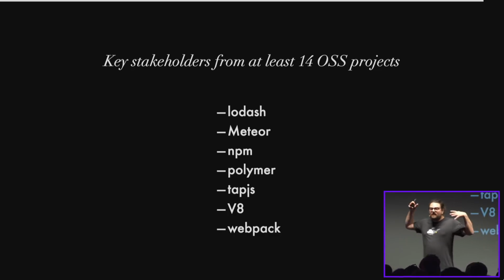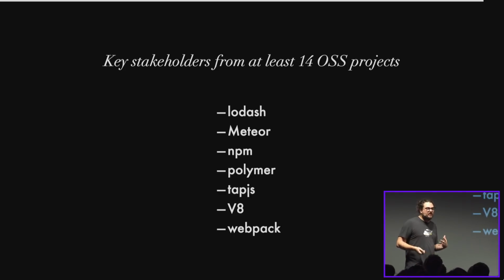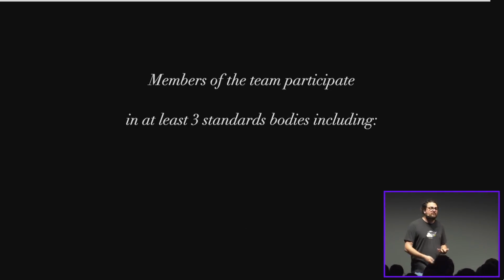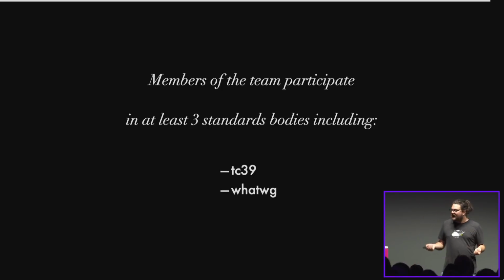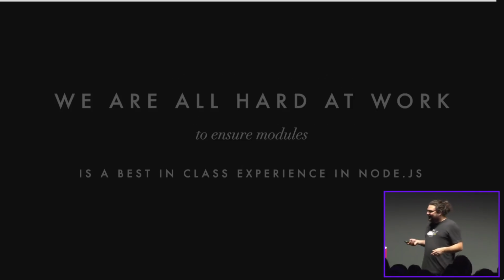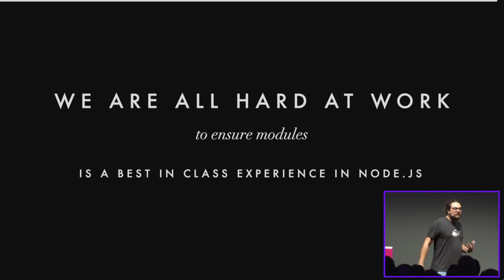But as you can see, we've got a lot of people who are working on all the tools that we're using right now, trying to work towards consensus, trying to make sure that this is happening. And we also have representation from 3 of the major standards bodies. We have people who do work at TC39, people who do work at WHATWG, and people who do work at W3C. This one was really easy because there's only 3 of them. But we're all really hard at work on this problem.